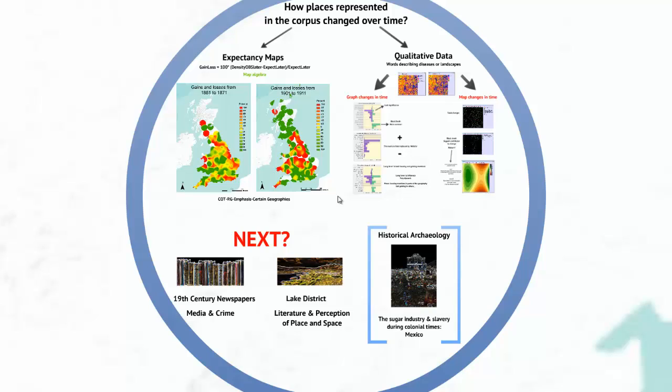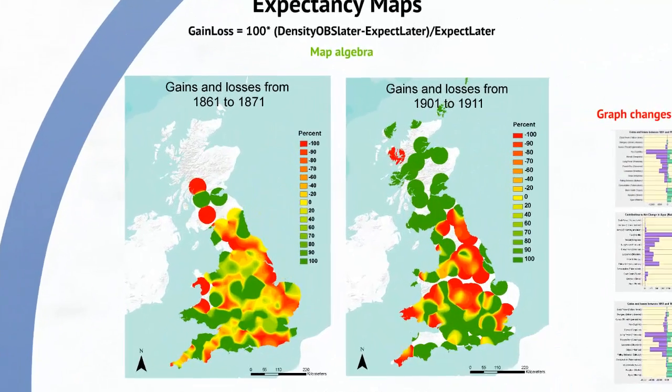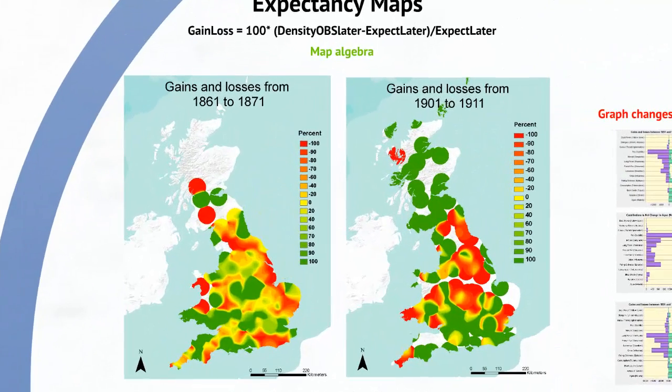Looking at the last question that we proposed in the project to solve, it was precisely how places represented in the corpus change over time. There are many different ways to look at this, but one particular methodology that we developed is called expectancy maps. And this was based on another project in which the PI worked before.